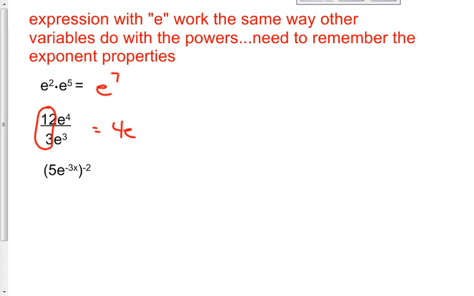Product raised to a power, remember you need to go backwards to everything that you see on the inside of the brackets. 5 to the negative 2, and then power to a power, now you get to multiply your exponents. Negative 3x times negative 2, e to the positive 6x. Can't leave a negative power, so the 5 is going to flip to the bottom. e to the 6x is going to stay right there. 5 squared goes to the bottom. Carry that out over 25.